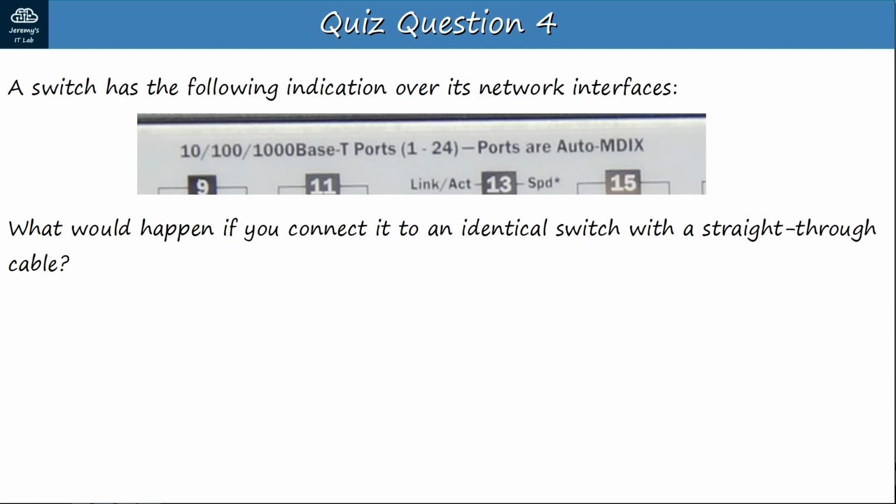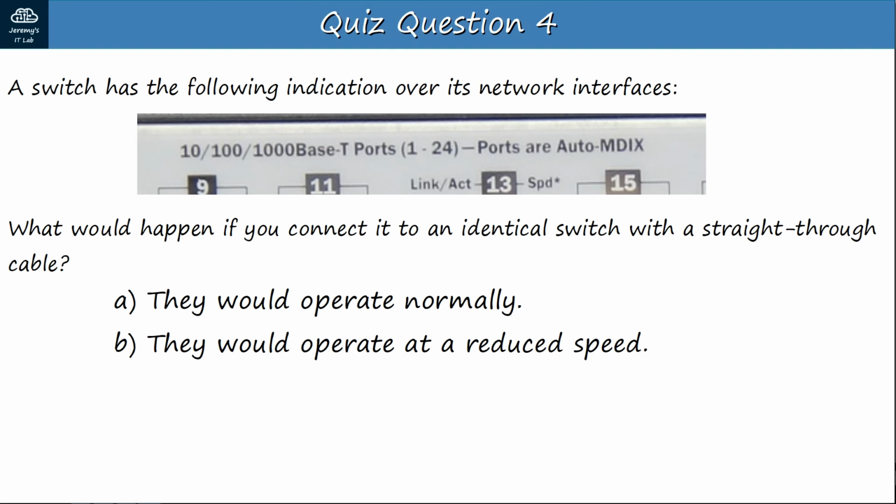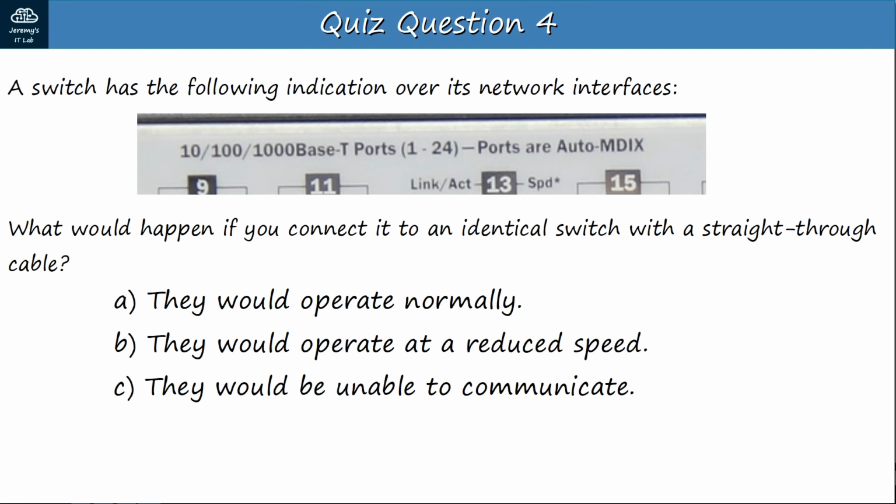A switch has the following indication over its network interfaces. What would happen if you connected it to an identical switch with a straight-through cable? A, they would operate normally. B, they would operate at a reduced speed. Or C, they would be unable to communicate. Pause the video to think about your answer. The answer is A, they would operate normally.